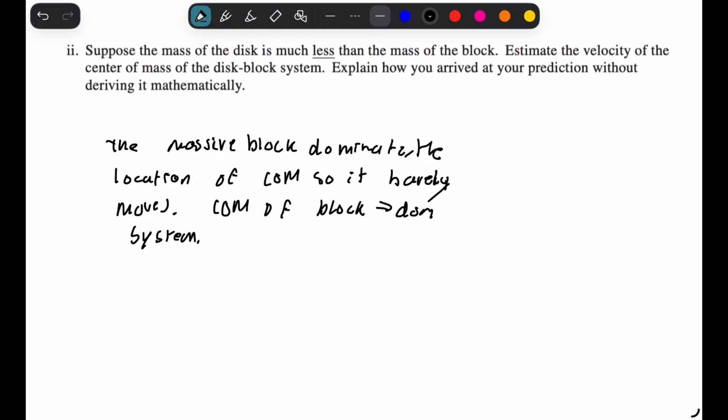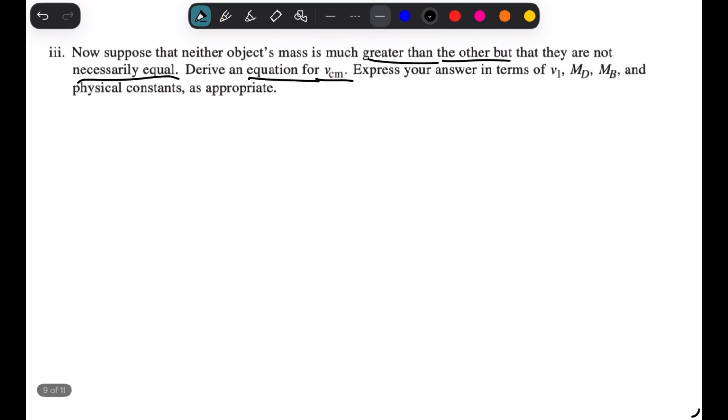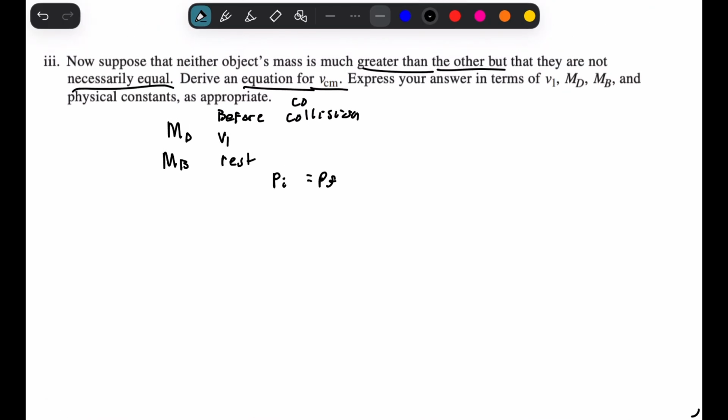So now for part 3, suppose that neither object's mass is greater than the mass of the other, but they are not necessarily equal. Derive an expression for v center of mass. And how would we do this? Well, we have to think about pre-collision. Our disk has a mass of MD and a speed of v1. And then we have a mass B, your block, which is at rest, right? So then we can write initial equals final, because for all collisions, you're going to have conservation of momentum.